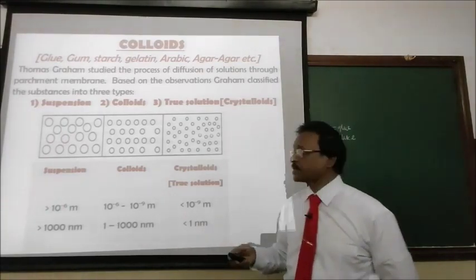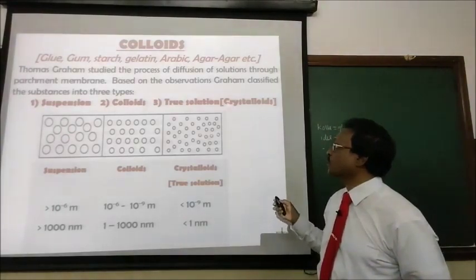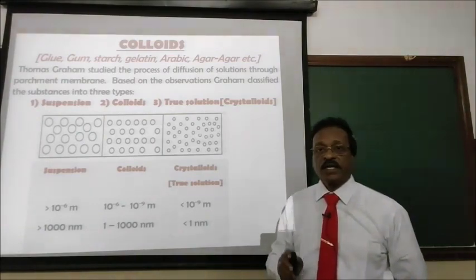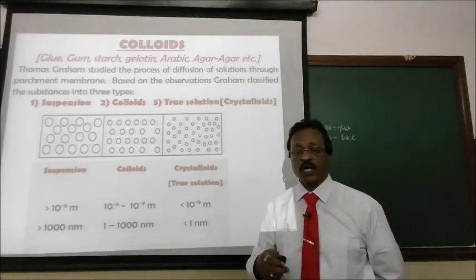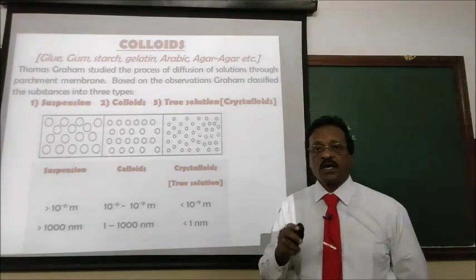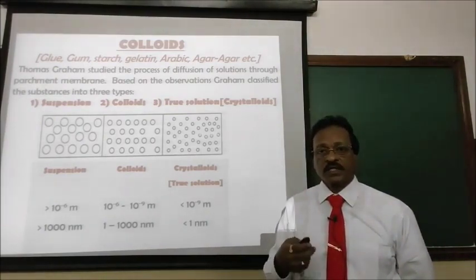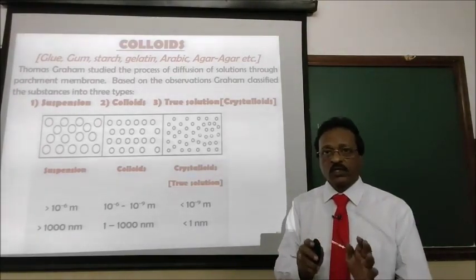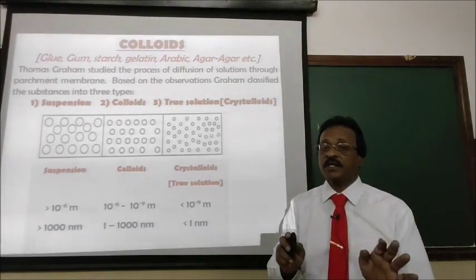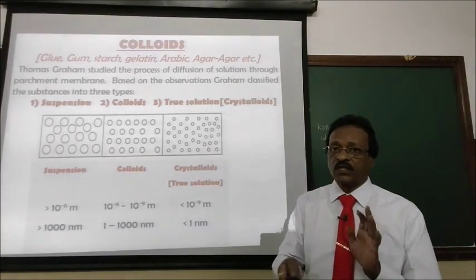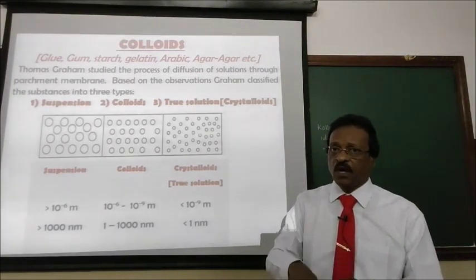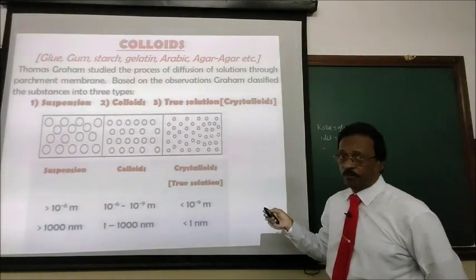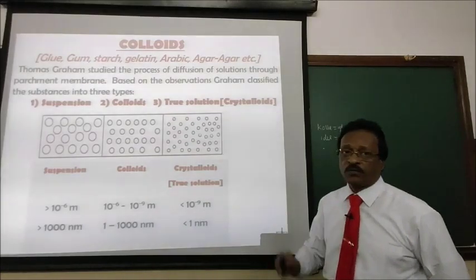Then Thomas Graham took the true solution, or crystalloids. Crystalloids means substances which possess a definite crystalline structure, like sodium chloride, potassium chloride, cesium chloride. Already we have studied solid state chemistry, where the structures are simple cubic lattice, BCC, FCC. Substances which possess a definite crystalline structure are called crystalloids. When these crystalloids are dissolved in a dispersion medium, in water, we call it a true solution. This solution was placed in the parchment membrane bag and he observed the diffusion property.